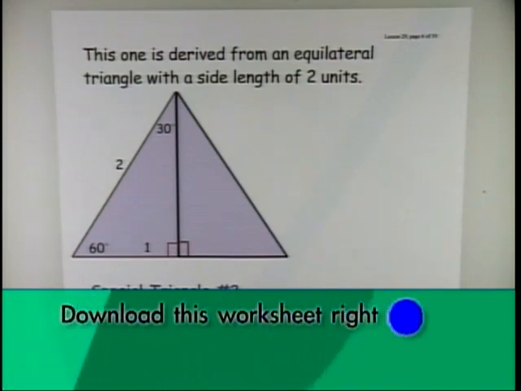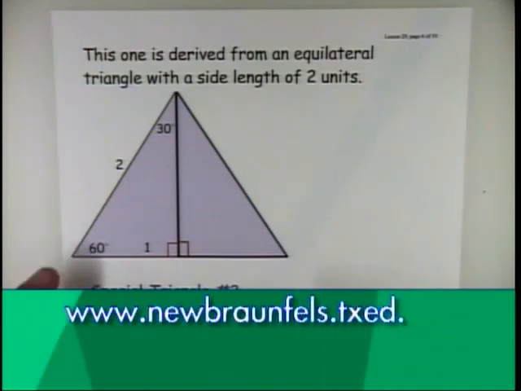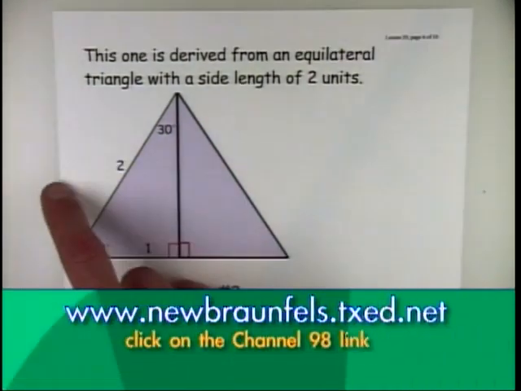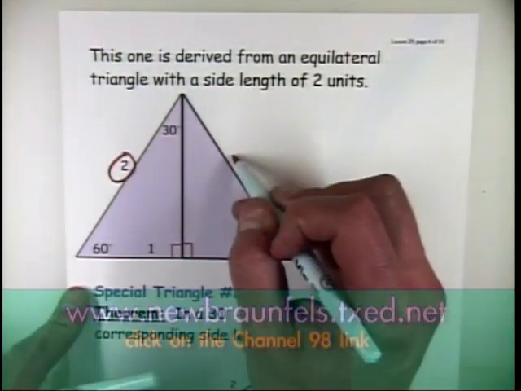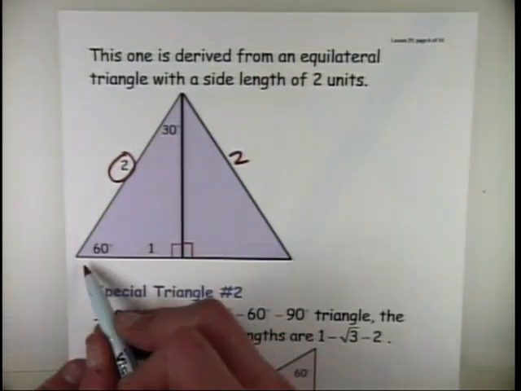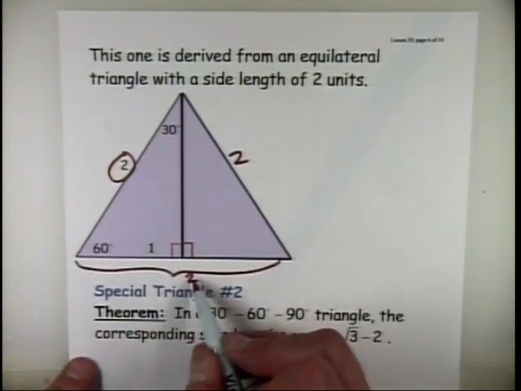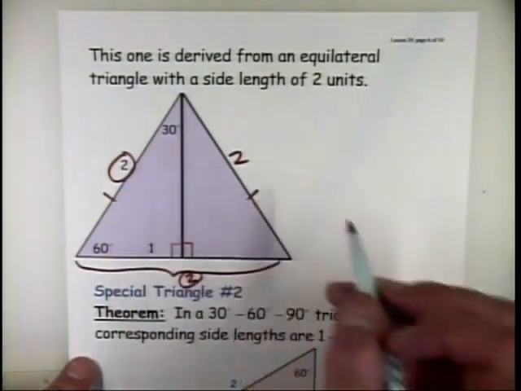All right, to get our second special triangle, we're going to start with an equilateral triangle that has a side length of 2 units. So I've marked one of them here as 2. This one would also be 2, and the length of the entire bottom would also be 2. Okay, so they are all congruent.